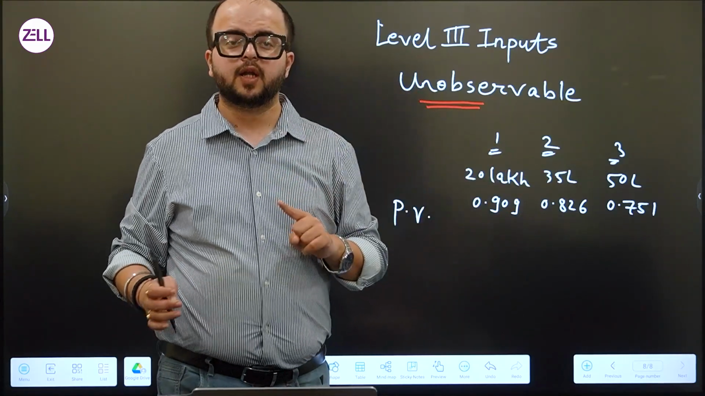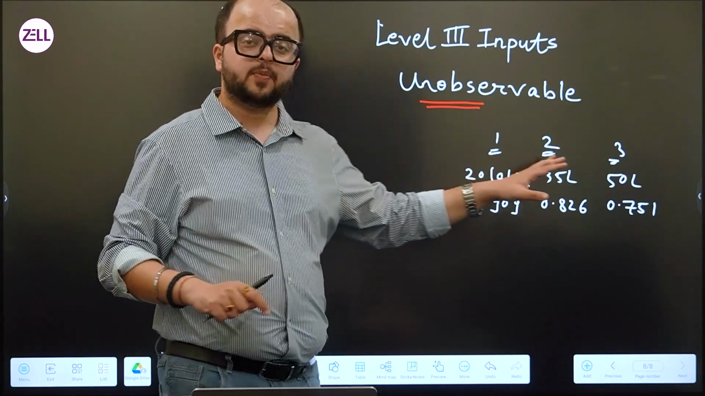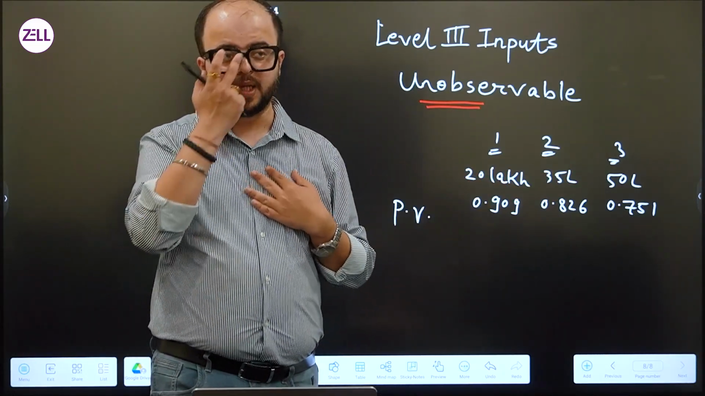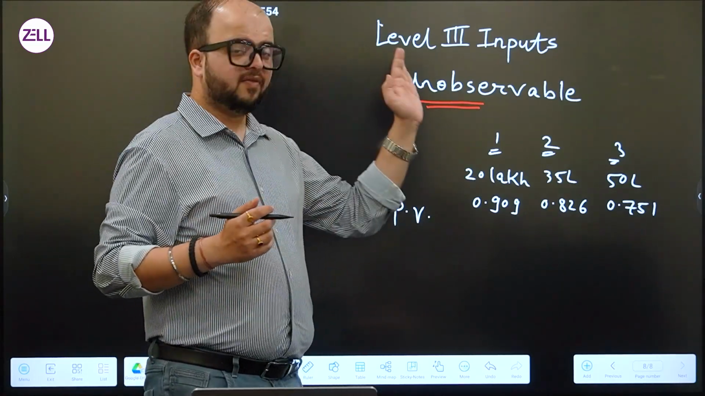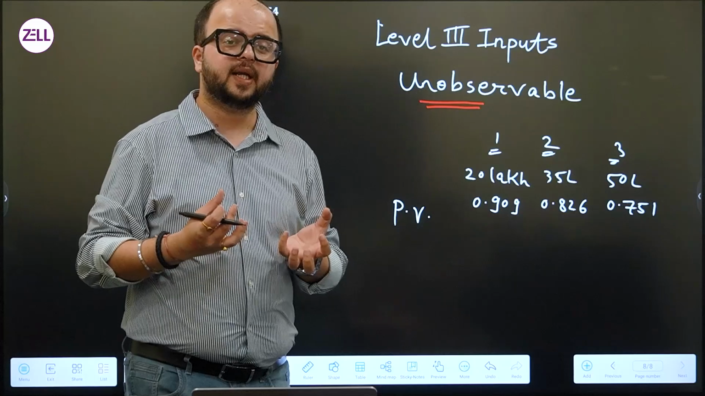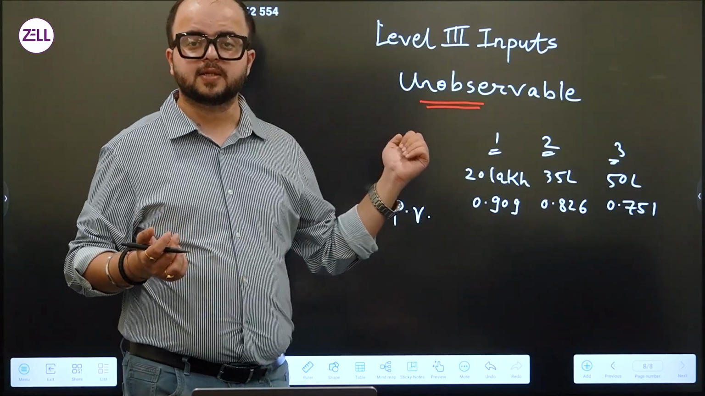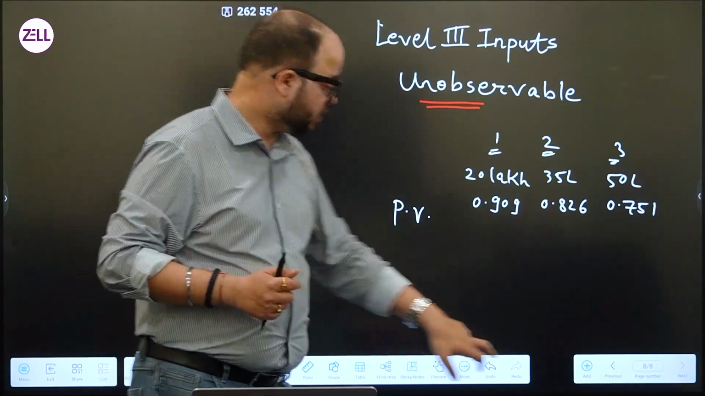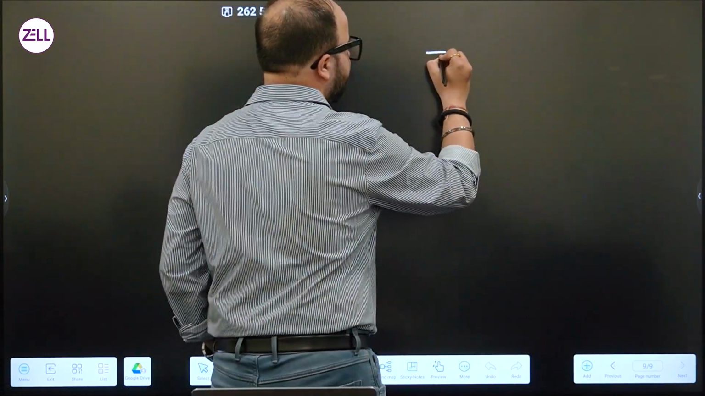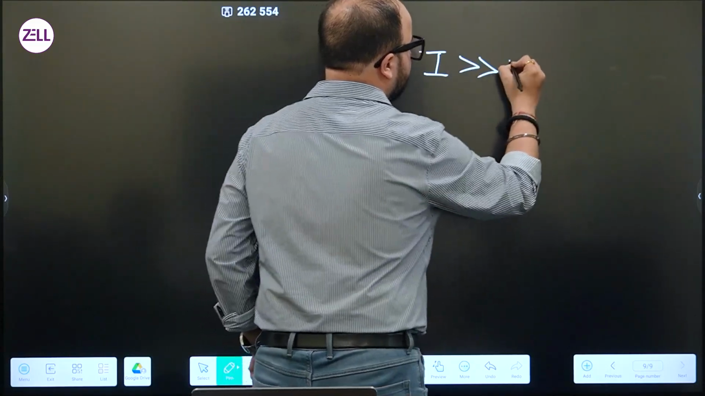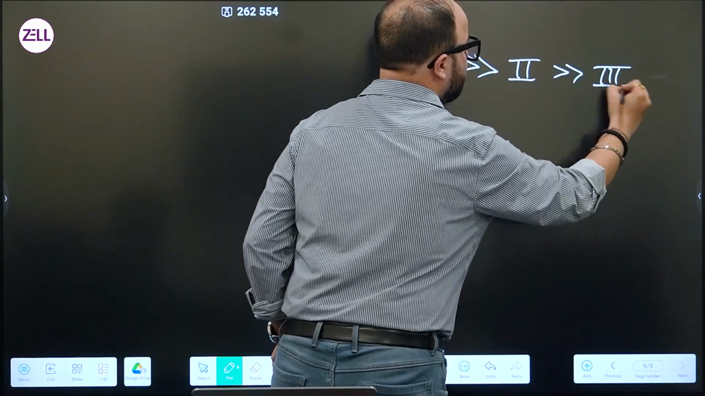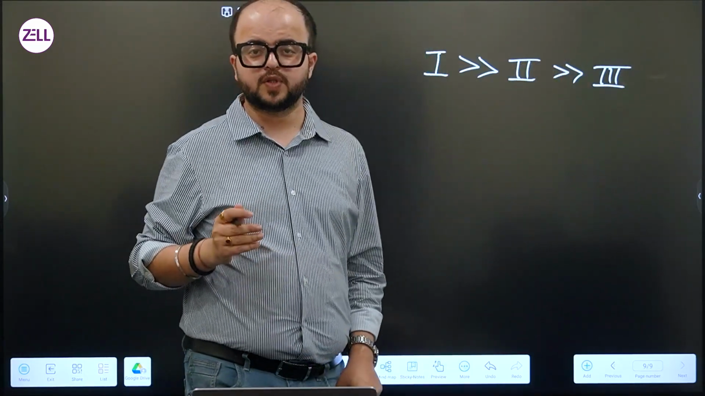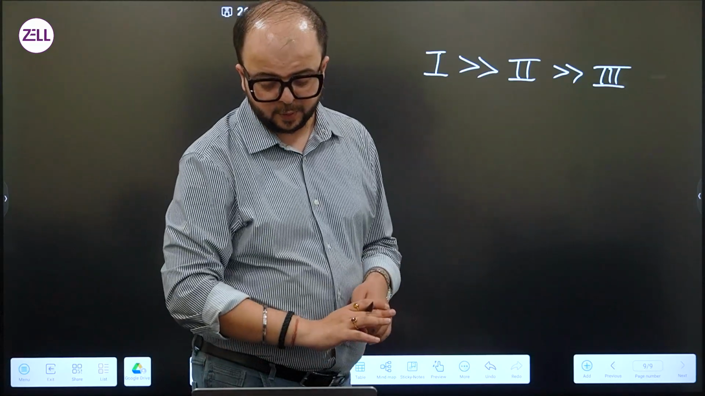And the reason I call it unobservable inputs is because these are projections. I do not have the actual numbers with me. And because these are projections, these are not actual values, they come under level 3, which means the amount of credibility that you can place on them is the least. That is why I call them level 3 inputs. If I were to write it the way you put captions on Insta, I would say level 1 greater than level 2 greater than level 3. This is how the hierarchy of inputs is when you are calculating the fair value.